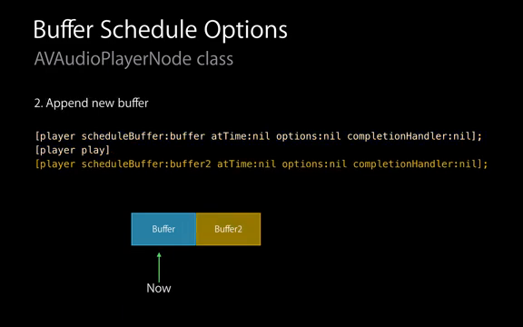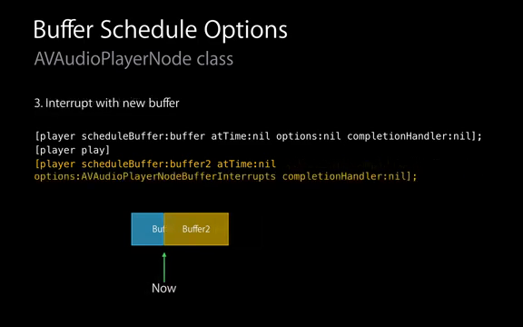If you have a buffer that's playing now and you want to append a new buffer, it's the exact same call. You schedule the new buffer with the option set to nil. And so the new buffer gets appended to the queue of currently playing buffers. On the other hand, if I want to interrupt my currently playing buffer with a new buffer, I can schedule the new buffer with the AVAudioPlayerNodeBufferInterrupts option. So that will interrupt the currently playing buffer and start playing my new buffer right away.